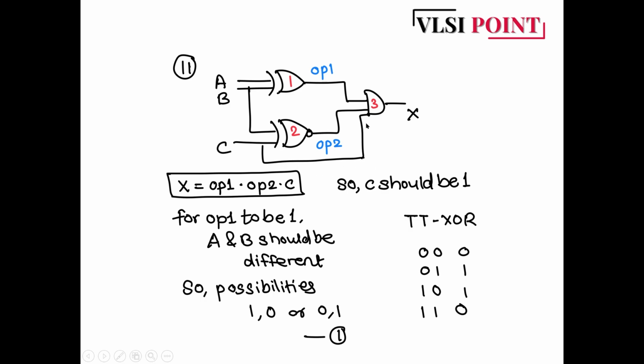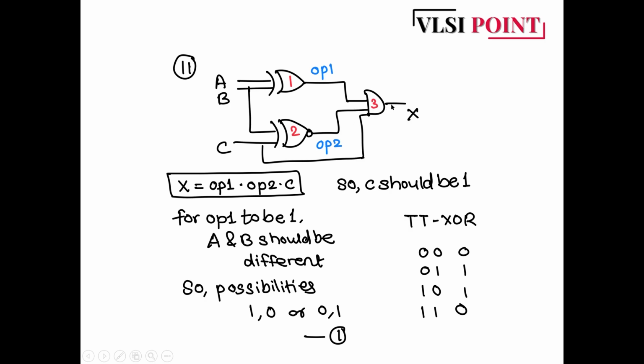OP1 is nothing but the output of this XOR. OP2 is nothing but the output of this XNOR. And X is our final output. X is equal to OP1 into OP2 into C. So let's solve for OP1 and OP2. For OP1 to be 1, we also want OP2 as 1 and we also want C as 1. That is the condition for the AND gate. If all the inputs are 1, we will get output as 1.